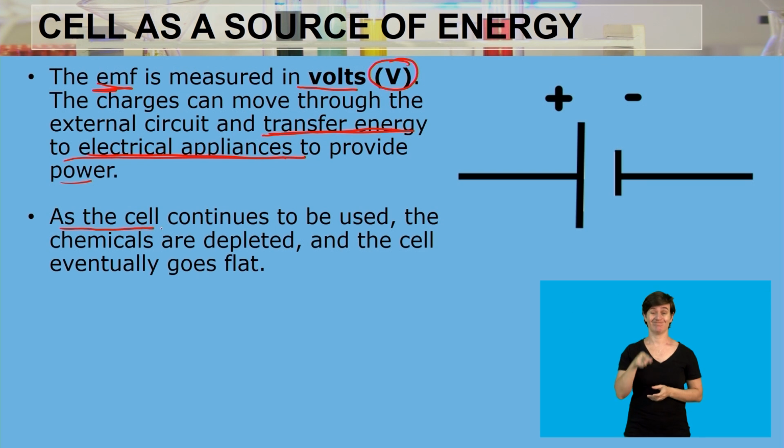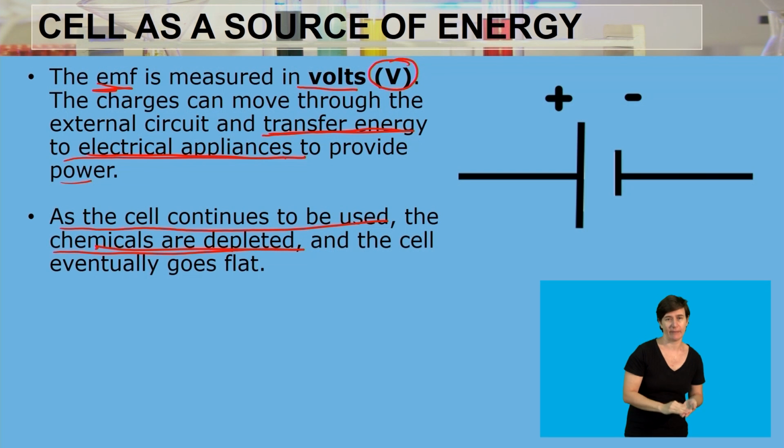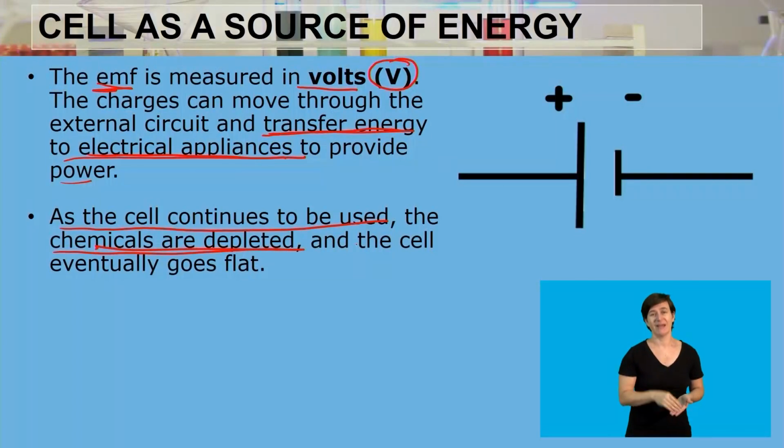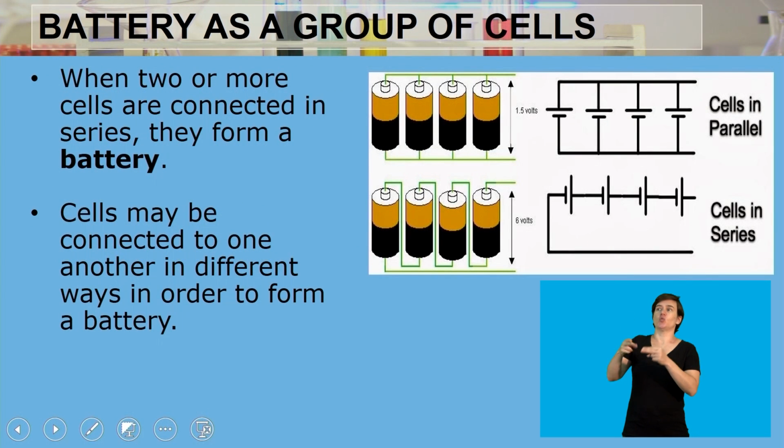Now, as the cell continues to be used, if you keep on using the very same battery or the very same cells over and over again, the chemicals are going to be depleted. The chemicals inside those cells, or the chemicals in the battery as a group of cells, are going to be depleted, and the cell or the battery eventually is going to go flat. Remember, a battery is a group of cells. If you're using just one cell, then over time the chemicals found inside that cell are going to be depleted, and once that happens, that cell is going to be flat. It will eventually go flat, which is why at some point you might need to replace the cells.